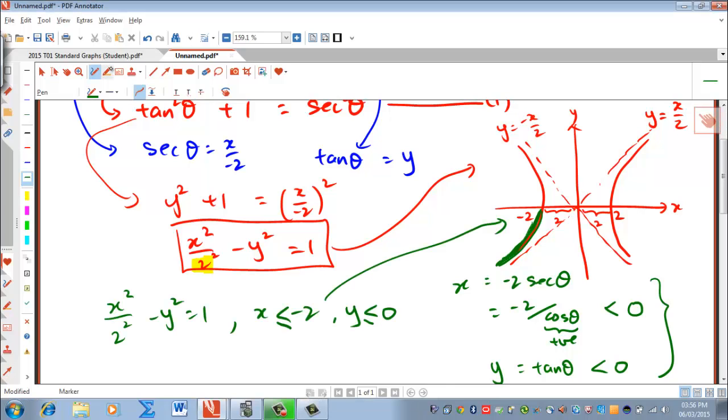So when we quote the Cartesian equation, we should be quoting it as x squared over 2 squared minus y squared equals 1, specifying the range of values of x and y as x less than or equal to negative 2 and y less than or equal to 0.